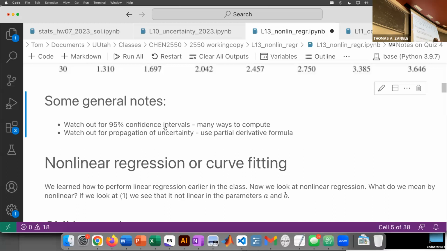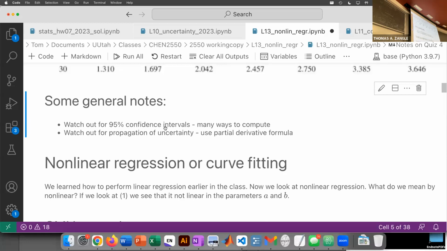Another thing is to watch out for propagation of uncertainty. We went over a general expression to take a functional form that relates some output random variable to some input random variables. And that general form includes partial derivatives, right? So we need to use partial derivatives in order to find the sensitivity of the error in our output value to error in our input values. That's the method you should be using to propagate uncertainty.